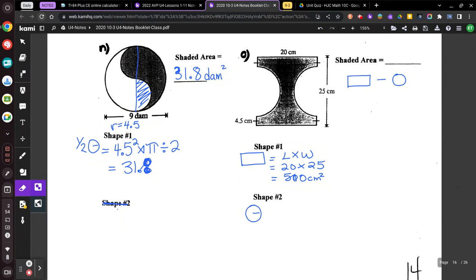So far we know we've got 500 centimeters squared that we're subtracting from. Now we're going to do our circle, and it's a full circle. So if I've got 4.5 here and 4.5 there, that means I take 25 and subtract 9. 25 subtract 9 is going to give me 16. So that means this is 16 all the way across. So if 16 is the diameter of my circle, the radius is going to be 8.